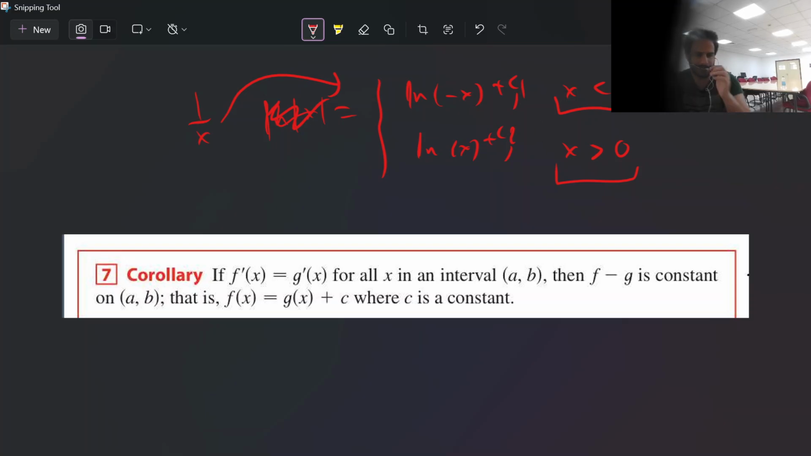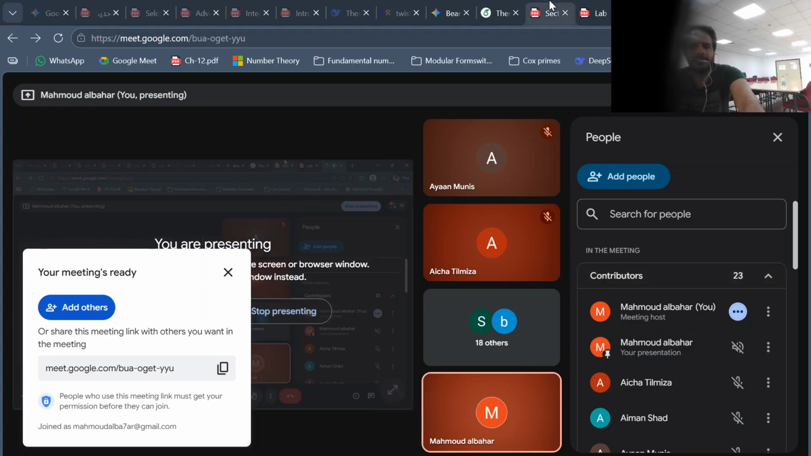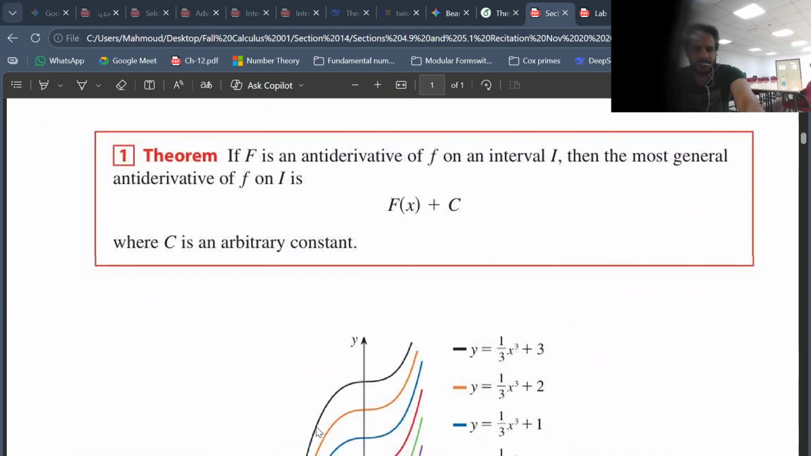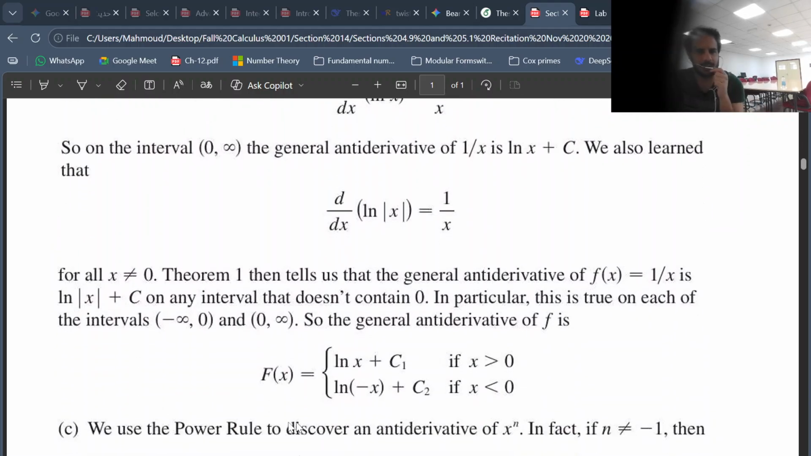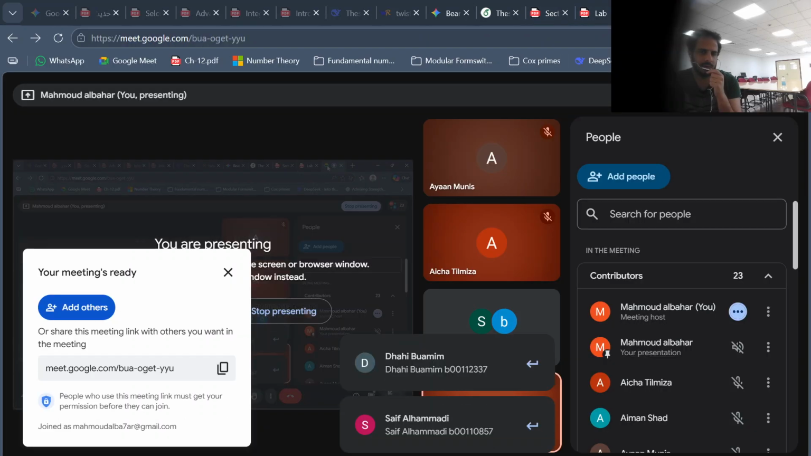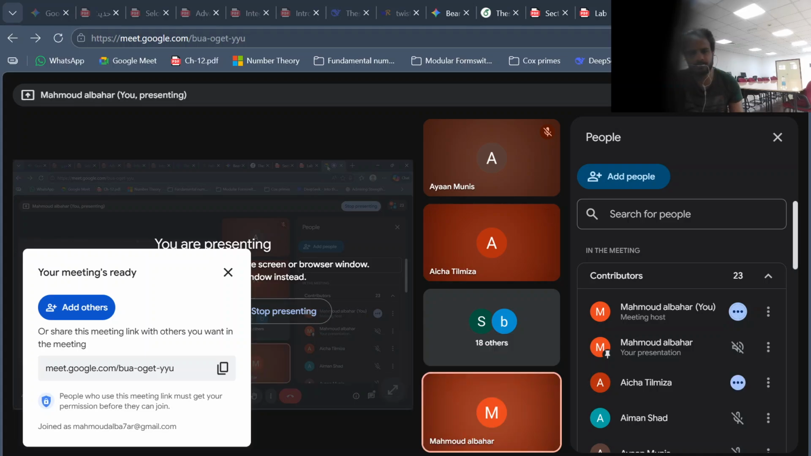Are you good with this? It's here, I will show you. So here, you have two open intervals, minus infinity to 0 and 0 to infinity. So the general antiderivative of f is this one. If x is greater than 0, ln x plus c1. If x is less than 0, ln minus x plus c2. Good? Do you have questions? No.